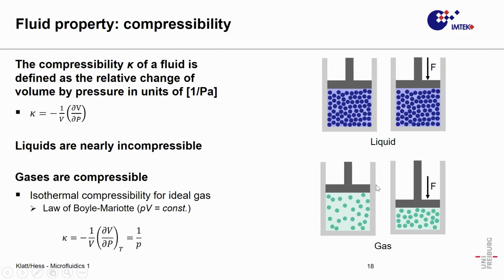If you look at the right-hand side in the lower picture, you can easily see that the density for this system is lower than the density in this system. So gases are compressible. And for the isothermal compressibility of an ideal gas, you can model this change of state by the law of Boyle-Mariotte. We will discuss the state changes of gases and calculate some examples in the lecture.